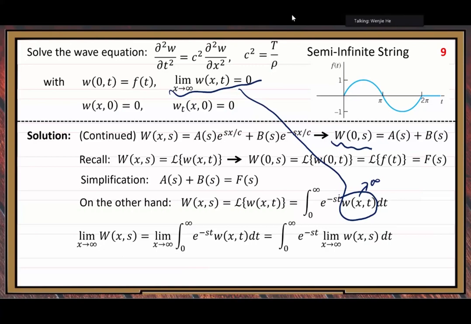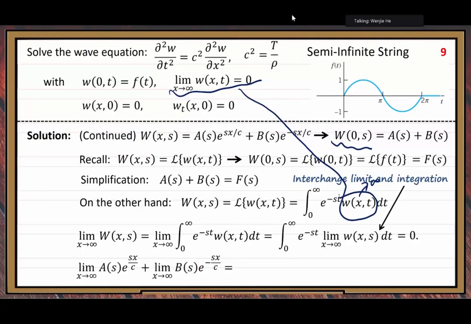But because in real-world problems, usually the function is good enough. After interchanging, take the limit, that's 0, right? So this will give us the interchange of limit and integration. If we can do that, then the limit of this w, as x goes to infinity, is 0. So when you make x go to infinity, your capital W is 0. That's our second equation. So for our second equation, we need to make x go to infinity.